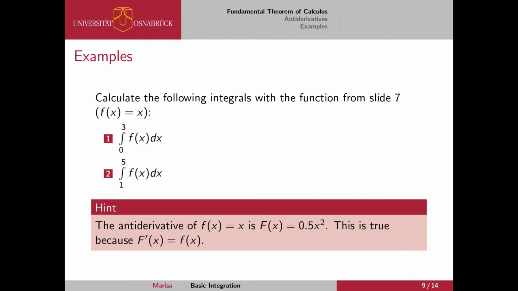Here I have two examples for you. We have the integral from 0 to 3 and the integral from 1 to 5 of the function f of x. As f of x, we will use the function from the graph you saw on slide 7, which was f of x equals x. With the notation from the last slide, you should now be able to calculate the integrals. As a hint, the antiderivative was also given on slide 7. It is 0.5x to the power of 2. We will go through the solution to these two tasks together in a second.